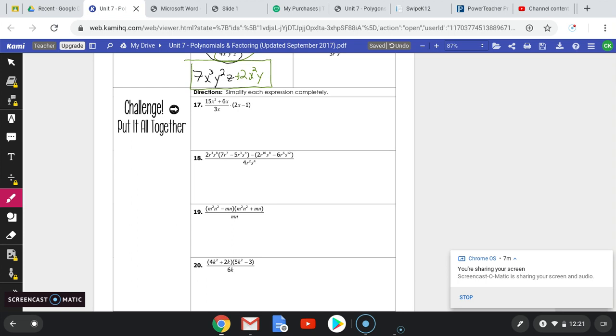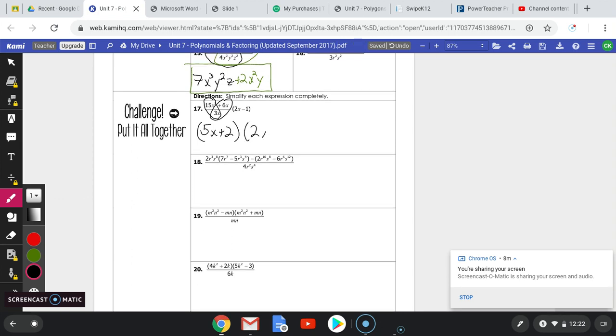So, with number 17 here, you've got different ways you could go about doing this. You can multiply the top two things here, or what I would probably do is simplify your fraction first and then multiply. So 15x squared divided by 3x is going to be 5x. 6x divided by 3x is going to give me 2. So I'm going to take that whole thing and multiply with 2x minus 1, and now I'm going to FOIL. When I FOIL this, I get 10x squared minus 5x plus 4x minus 2. By combining like terms, I'm going to have 10x squared minus x minus 2.